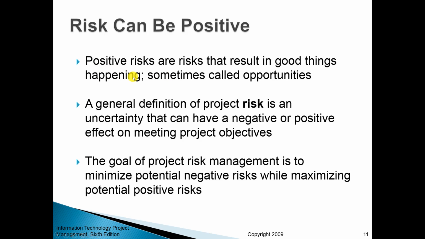Now, combining those two perspectives of positive and negative risk, we can come up with a general definition of project risk. We can define it as an uncertainty that can have a negative or positive effect on meeting project objectives. So the goal of project risk management is to minimize potential negative risks while also maximizing your exposure to potentially positive risks that can happen throughout the duration of the project.